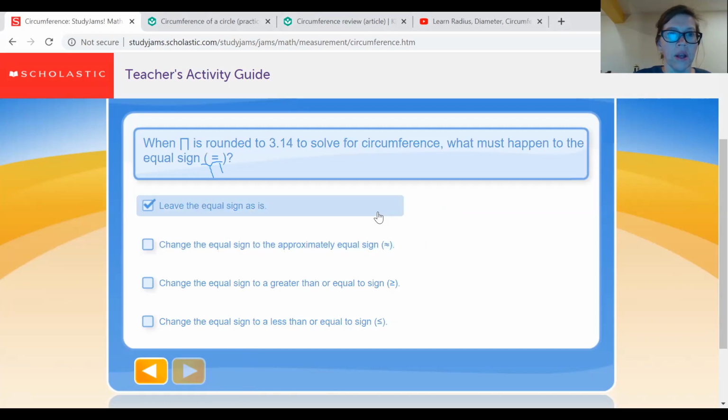All right, when pi is turned into 3.14 to solve for circumference, what must happen to the equal sign? So A, you leave the equal sign as it is. B, you change the equal sign to the approximately equal sign, those squiggly wavy lines. C, you change the equal sign to a greater than or equal to sign. Or D, you change the equal sign to a less than or equal to sign. All right, you go ahead and choose what you think is the correct answer, and then we'll check here in a minute. I'm going to go with B, change it to the approximately equal sign.